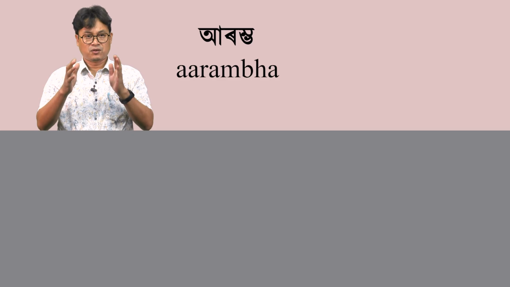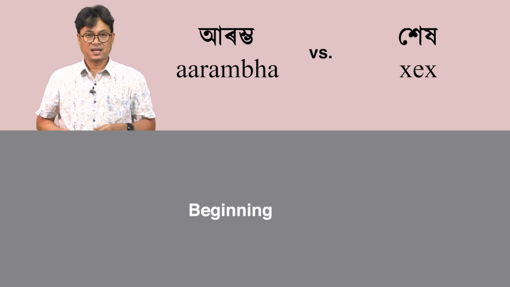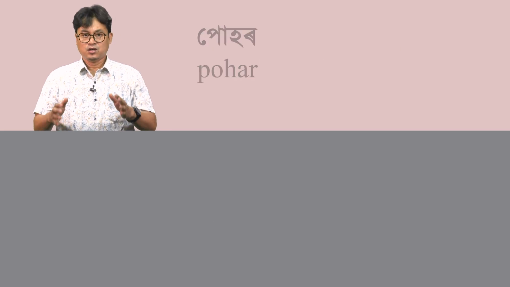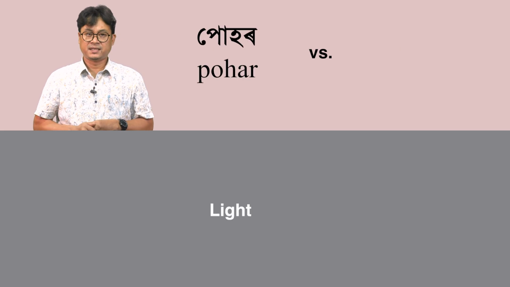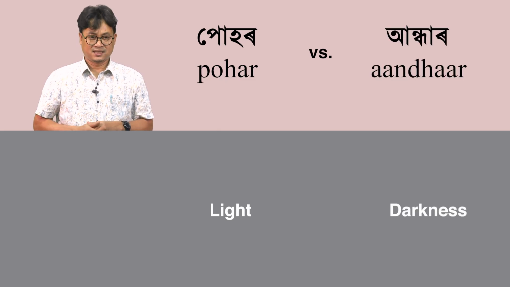Arambha means beginning versus hek, which means end. And puhor means light versus andhar, which means darkness. These noun antonyms are highly useful in literary and academic Assamese.